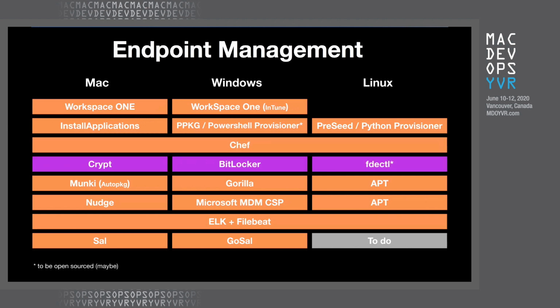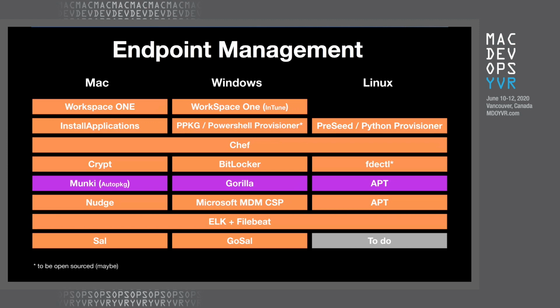For our encryption mechanisms, we use Graham Gilbert's Crypt server. For Windows, we use BitLocker and Microsoft's built-in methodologies for that. And then for Linux, we use a tool called fdectl. This is another tool that Nate wrote. It's written in Go, and what it allows you to do is ship keys to your Crypt server. Think of it as the Crypt agent, but for Linux. We're trying really hard to open source this, and hopefully we can have more information about that soon.